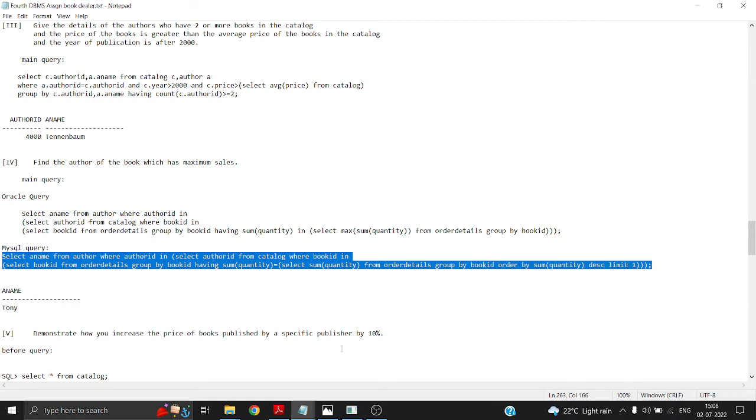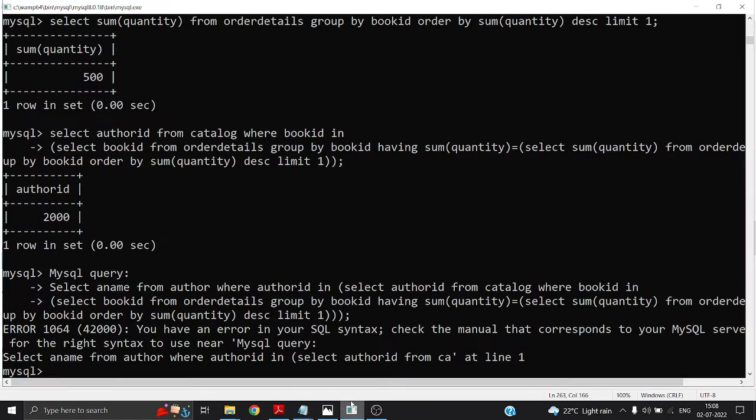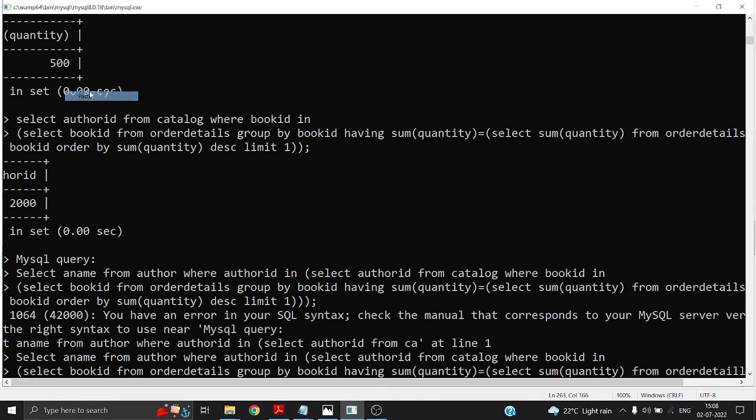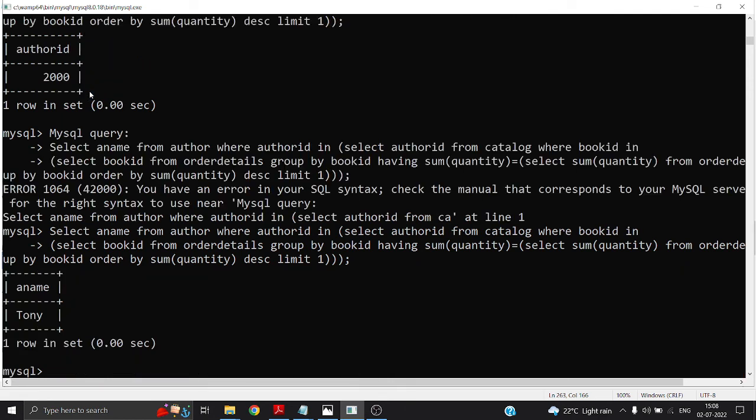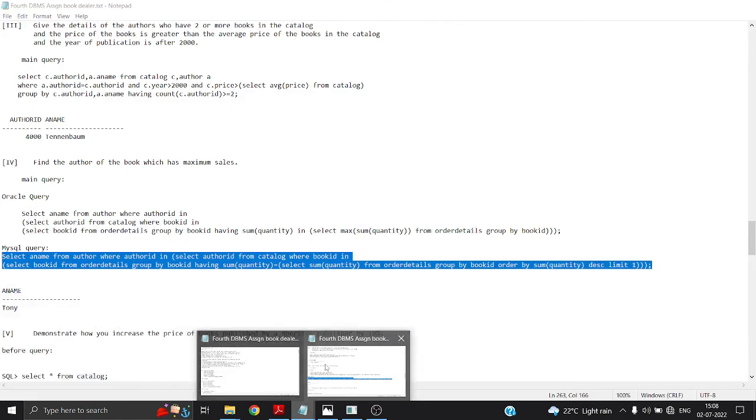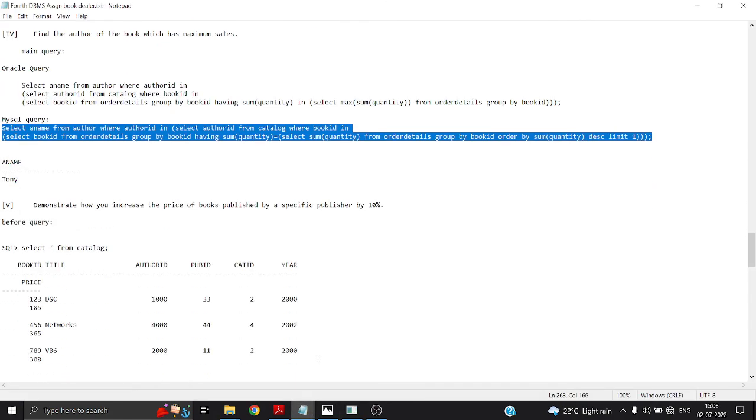Finally execute the entire query so that we can get the output. Okay, so the last part is, here we got the author ID, then we extend it to the author name, and ultimately we got the output as Tony. And the last query is very simple.